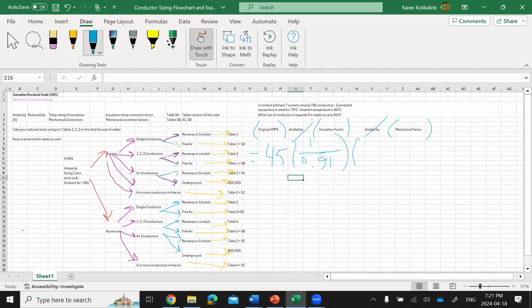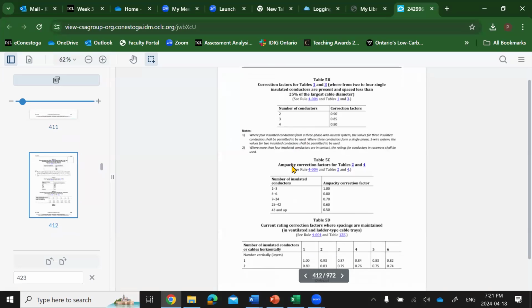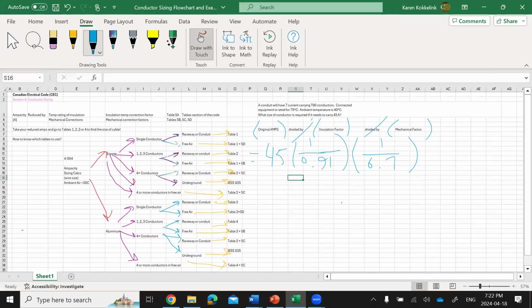And then I'm going to multiply by the inverse of this mechanical factor. Let's see, what is my mechanical factor? I'm going to say, there are 7 to 24 conductors in here. So the ampacity correction factor is 0.7. And that looks like a 6. It is a 0.7.